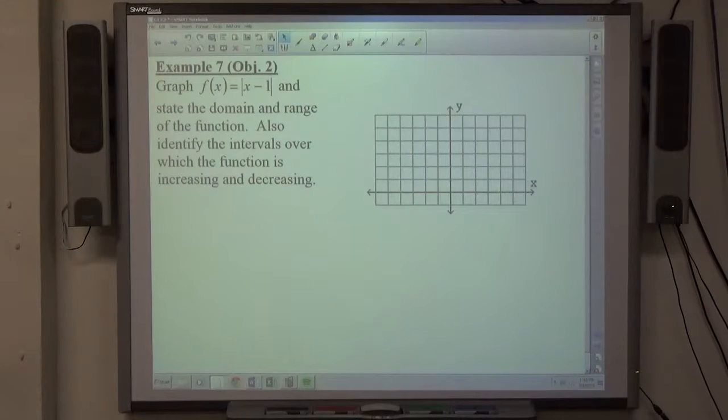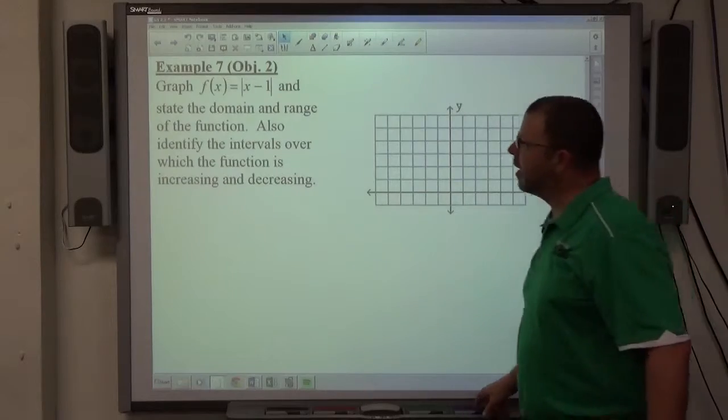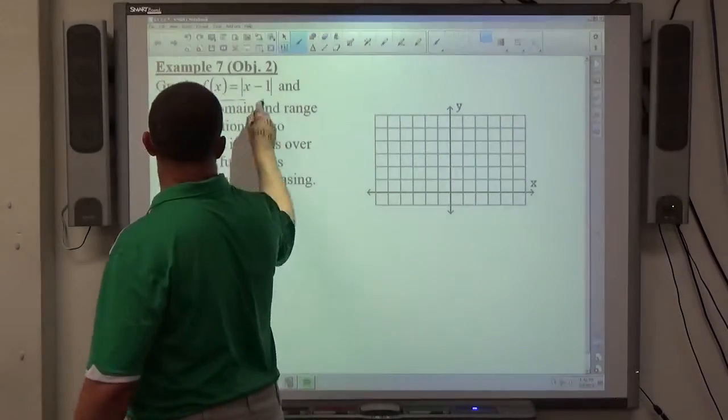All right, example 7. Graph f of x equals absolute value of x minus 1. State the domain and range of the function. Also identify the intervals over which the function is increasing and decreasing. Now, it does ask us to graph it. I'm going to say graphing for a moment.